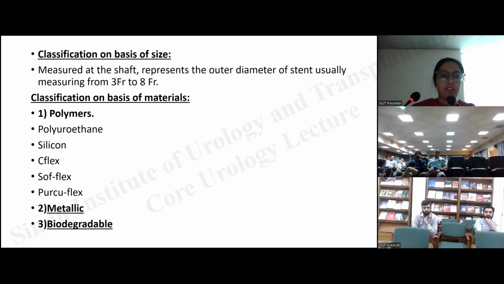Classification on the basis of size: it is measured at the shaft. It represents the outer diameter of the stent, usually measuring from 3 to 8 French. On the basis of materials, a DJ stent can be made of polymers, metallic, or can be biodegradable. Polymers usually used are polyurethane, silicone, C-Flex, Soflex, and Percuflex.